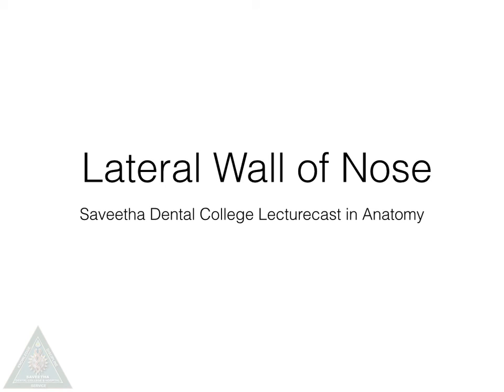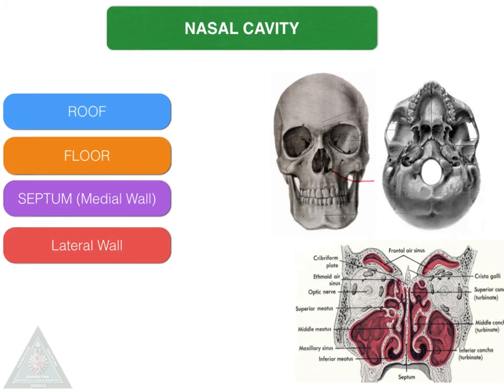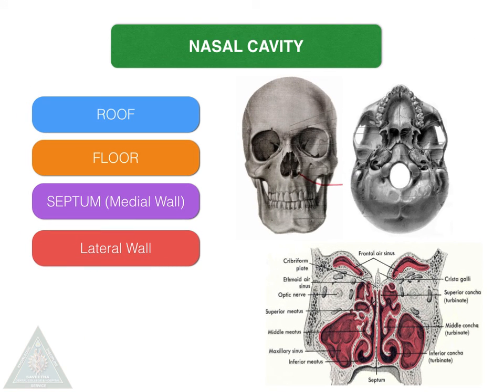The topic for today is the lateral wall of the nose. Moving on with the study of the nasal cavity, the lateral wall. The lateral wall of the nose separates the nasal cavity from the orbit above, maxillary sinus below, and from the lacrimal groove and the nasolacrimal canal in front.